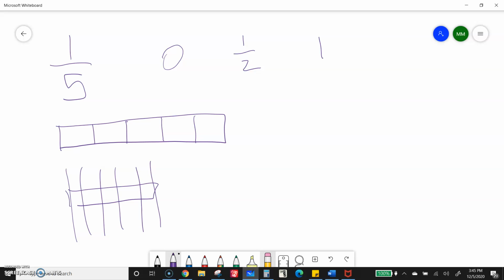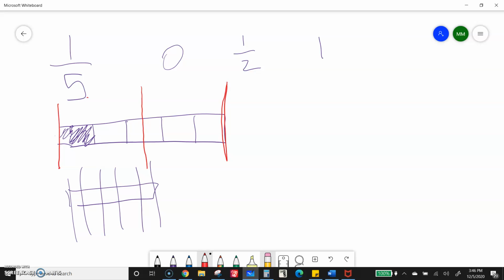Okay, so 1/5. Sorry, sometimes my pen has a freak out moment and it doesn't want to work. There we go. All right, so 1/5. So now I want to think about, okay, 0 would be if there were none filled in. 1 would be if they were all filled in. 1/2 would be right in the middle.